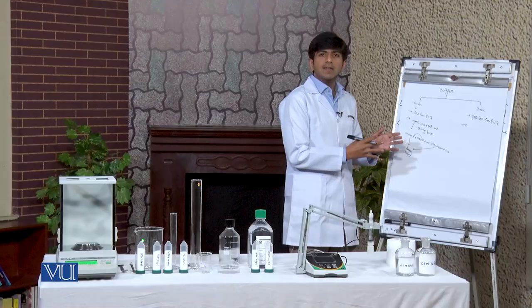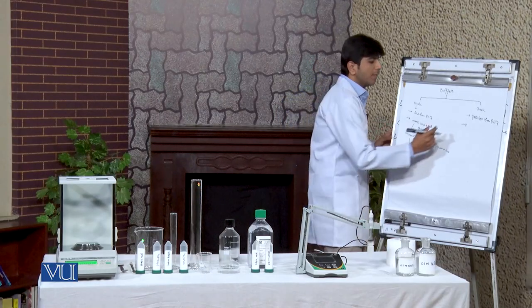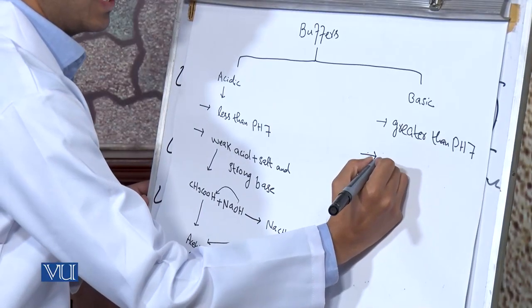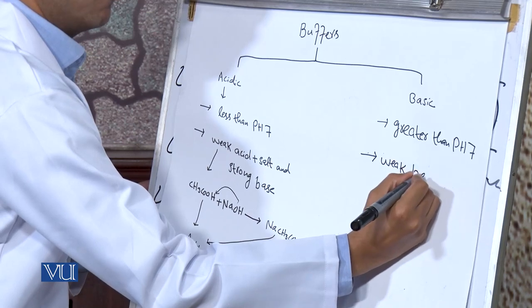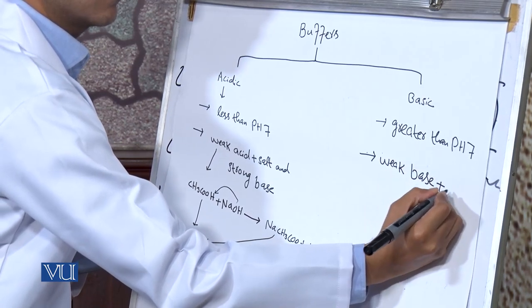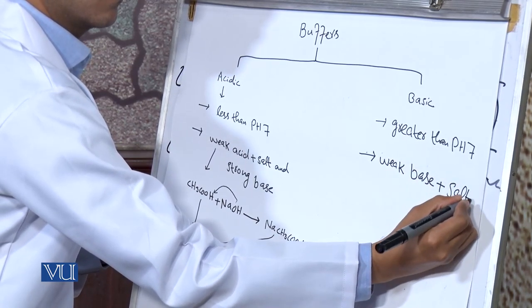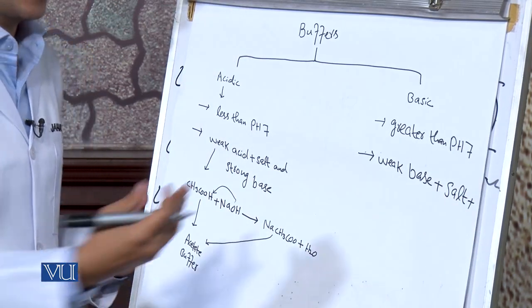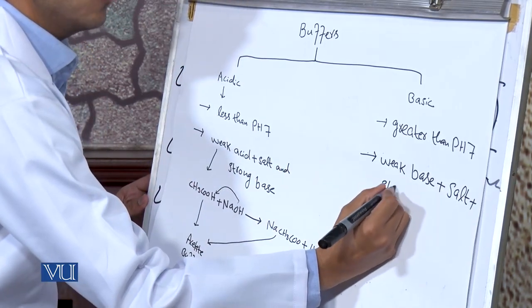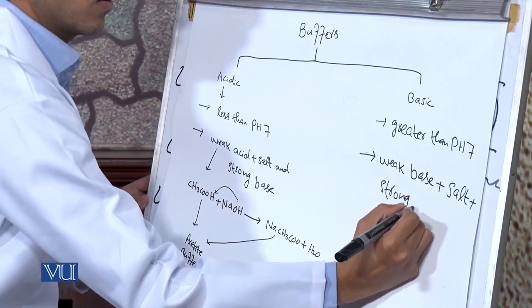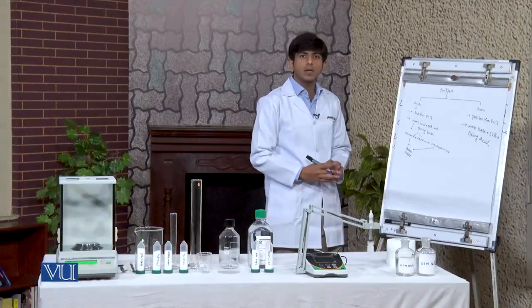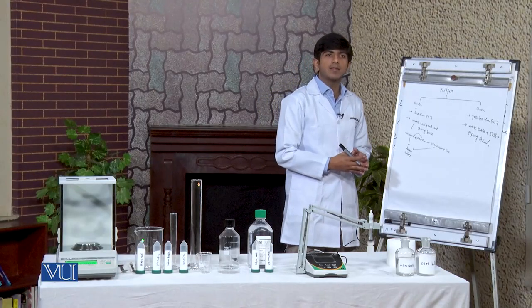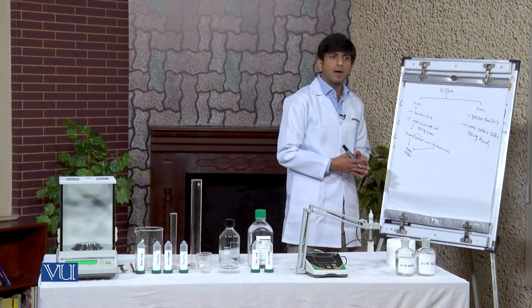Like acidic buffers, basic buffers are formed by adding a weak base, its salt, and its conjugate strong acid. Let's have a look at an example of the basic buffer.